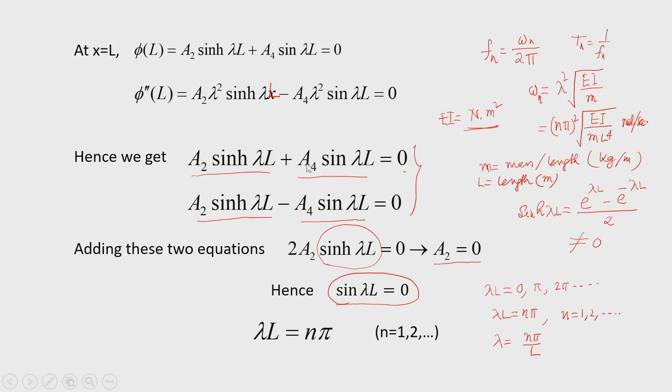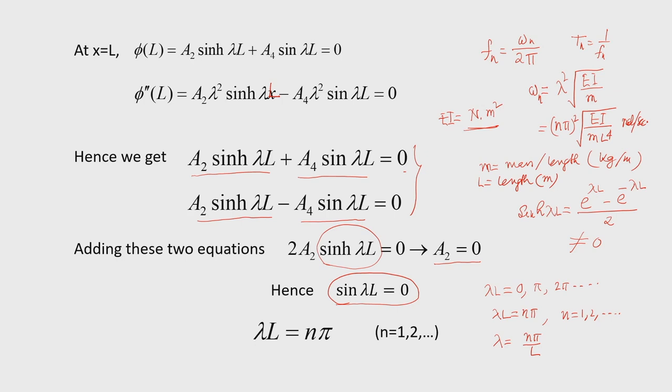Now in any of the equations, if you put A2 equal to 0, you get A4 sin omega l equal to 0. Since A4 cannot be 0, otherwise you will not get the vibration shape, the possibility is sin omega l equal to 0. So in this beam equation, we have got the four constants of integration, A1, A2, A3 and A4.